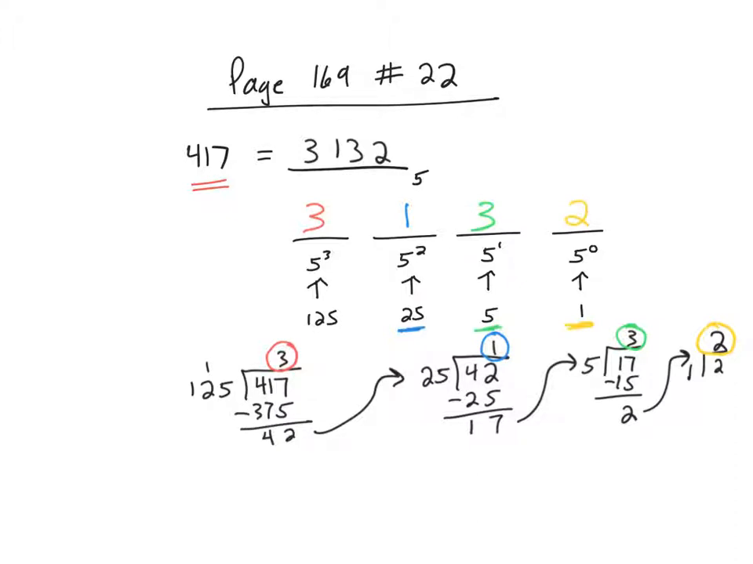So for these problems, you need to first set up your places depending on the base. Then you're going to take your number here and you're going to divide it by the places until you find out how many of each you need.